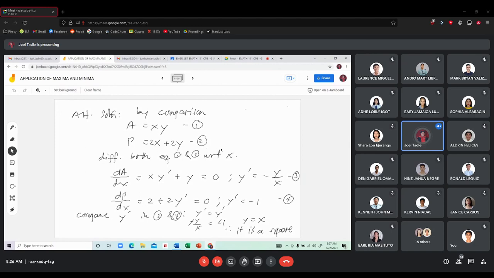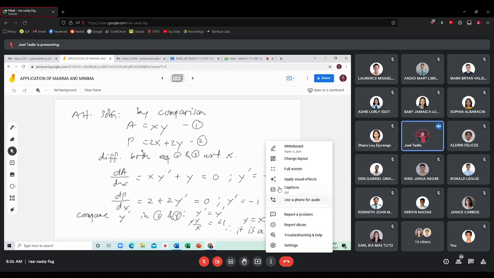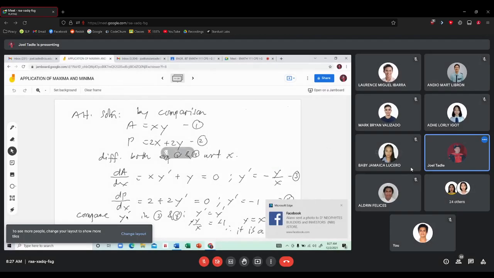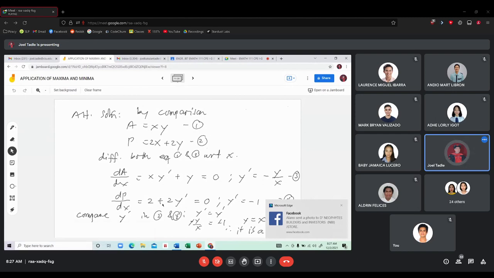Then in the second equation, the first derivative of the perimeter equal to 2x plus 2y is dp over dx equal to 2 plus 2y prime, then equate to 0. So our y prime is equal to negative 1.